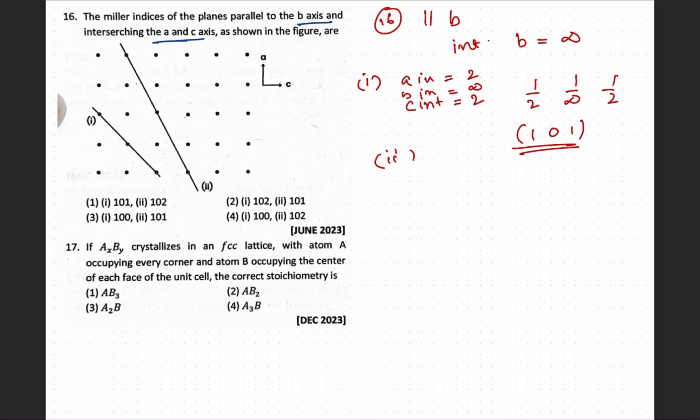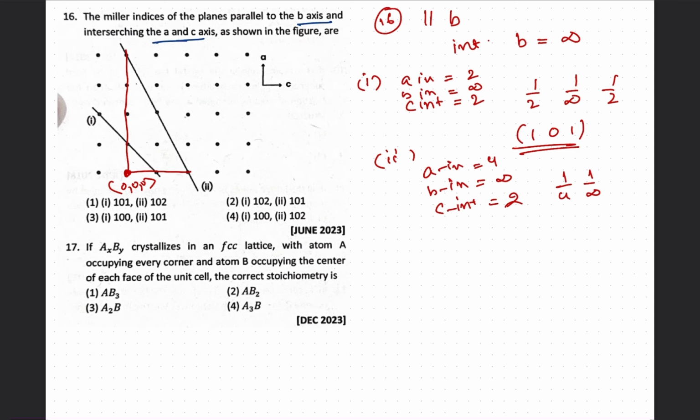Okay, so here it is 0 0 0. Okay, this C intercept how much? 2 point. B intercept we know is infinity because it is parallel to B axis. A intercept 1 2 3 4 point. 4 point. Just inverse it. So this will be 1 by 4, 1 by infinity, 2 by 4. So it will be 1 0 and 2. So the correct answer will be option number A, right?